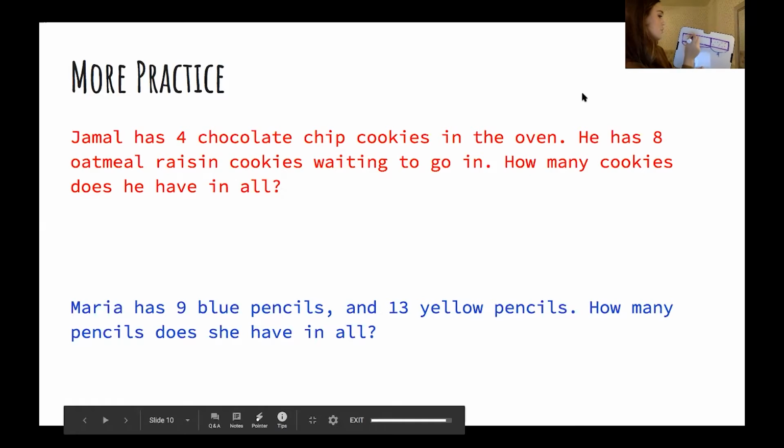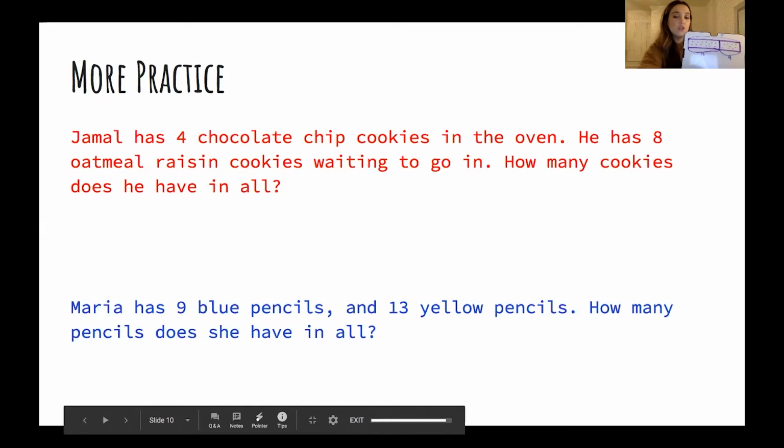1, 2, 3, 4, 5, 6, 7, 8, 9, 10, 11, 12, 13. Awesome. So we have 13 dots in there to represent our pencils. And we also want to note that we are searching for the grand total. We are searching for these two numbers combined.